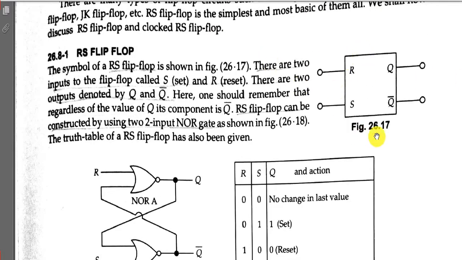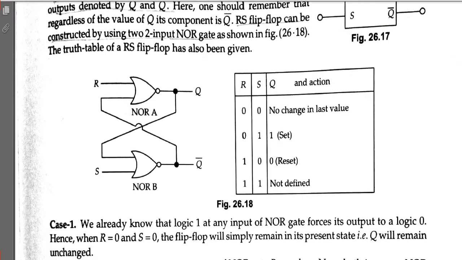So here we can see the schematic diagram of RS flip-flop. Basically, it is a flip-flop which has two input terminals, R and S, which stand for reset and set, and it has two outputs, Q and Q bar, and both are complement to each other. And it can be realized with the help of NOR gate.